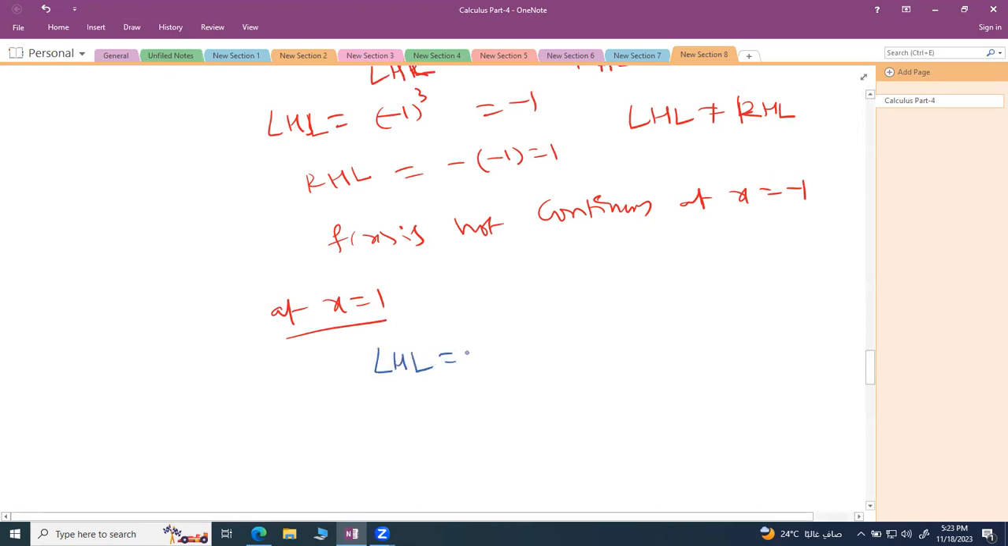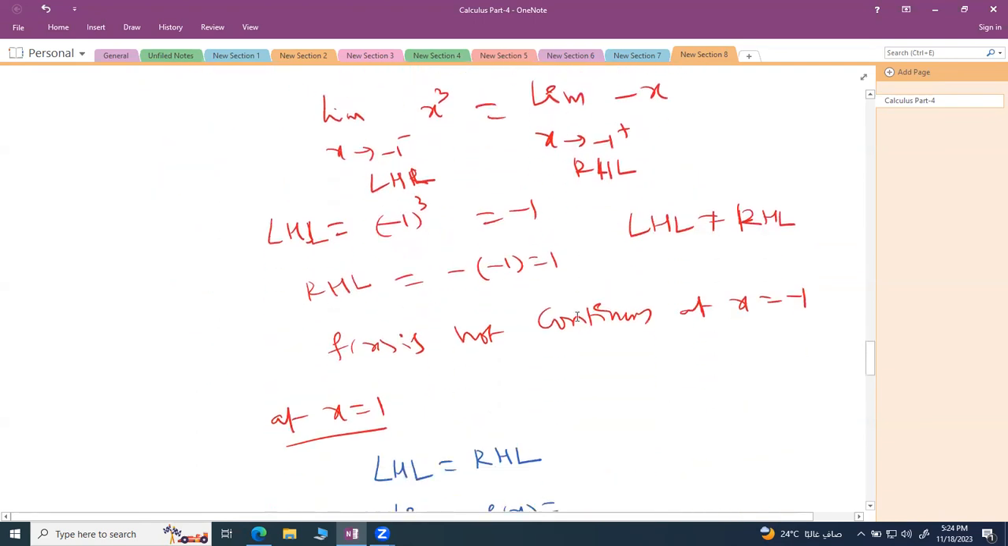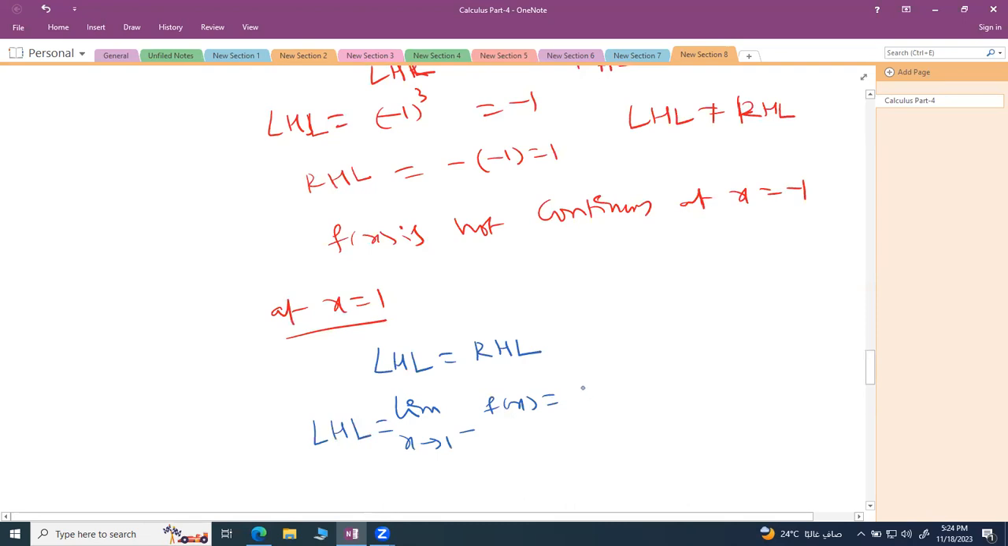Left hand limit equal to right hand limit. We have to check the left hand limit: limit as x goes to 1 minus of f of x. If x is less than 1, according to the function, f of x is minus x. So limit as x goes to 1 minus of minus x is minus of 1, equal to minus 1.